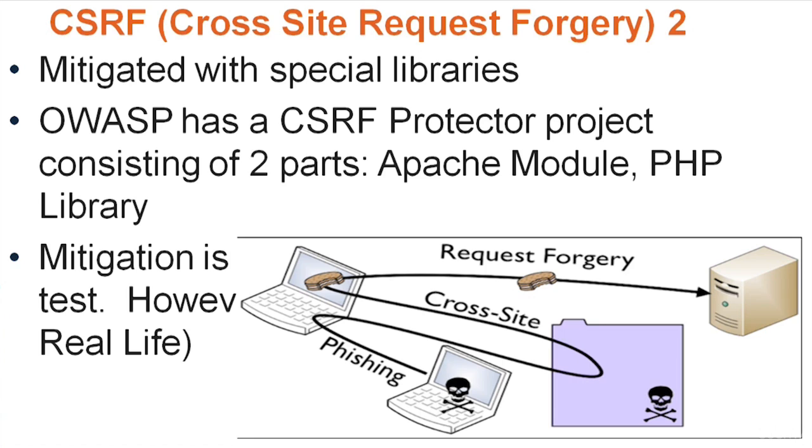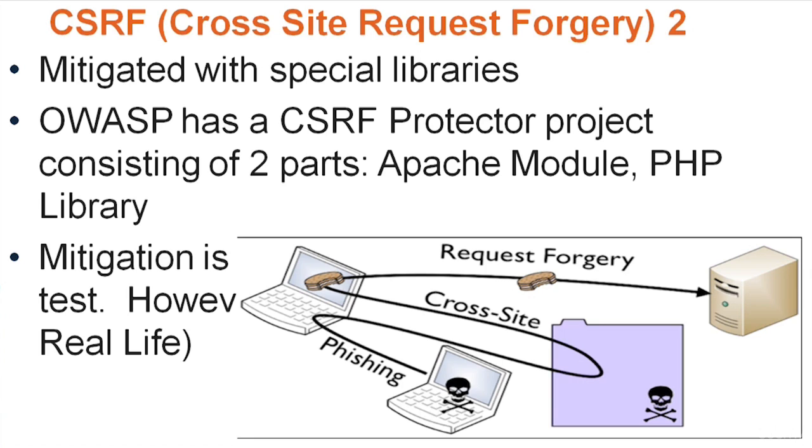They're mitigated with special libraries that are designed for this. OWASP has one, the CSRF Protector project, consisting of 2 parts, an Apache module and a PHP library. The mitigation is done by handing out tokens so that every time the page is loaded, you know that it came from the right source or a trusted source. So the phish occurs, the cross-site token is handed out, and the request comes back. So this is how they look when they're done and executed.